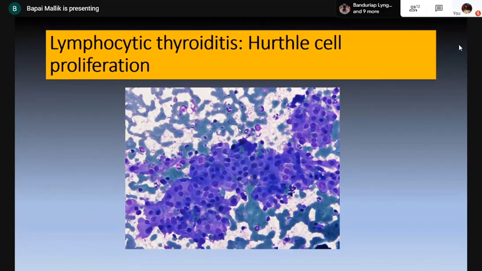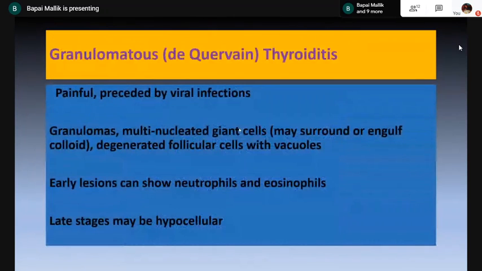However, that is extremely rare. It is not very common. The commonest tumor that arises in the background of Hashimoto's thyroiditis is papillary thyroid carcinoma.